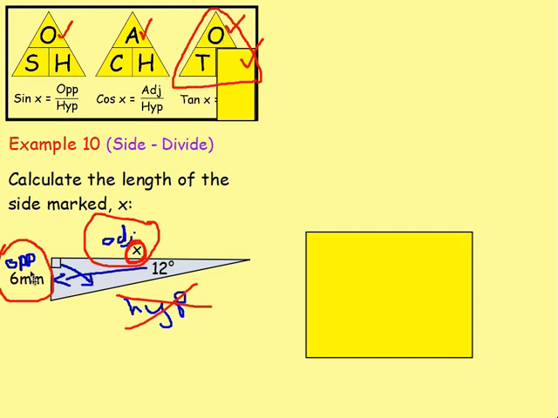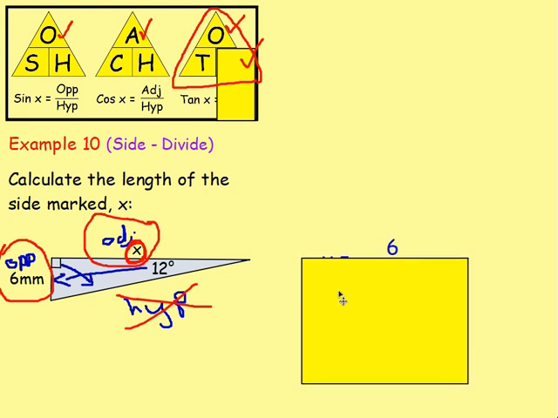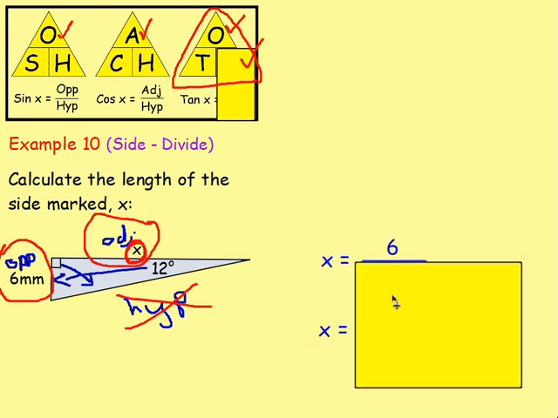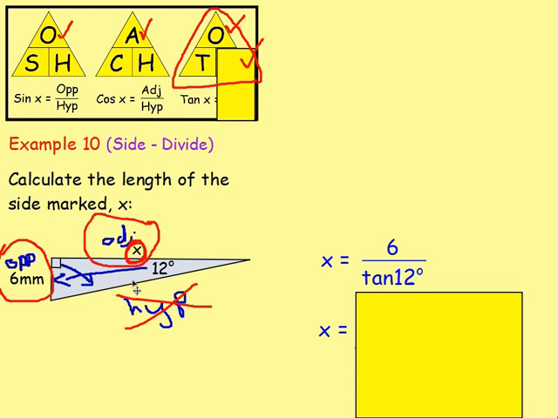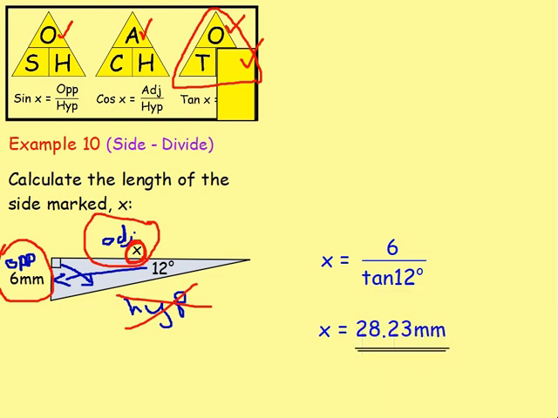So the opposite is what length? 6. Good, so it's going to be 6 divided by tan, and tan is tan of the angle, and the angle in this case is 12, so it's 6 divided by tan 12. Put it into the calculator and you get 28.23 millimeters.